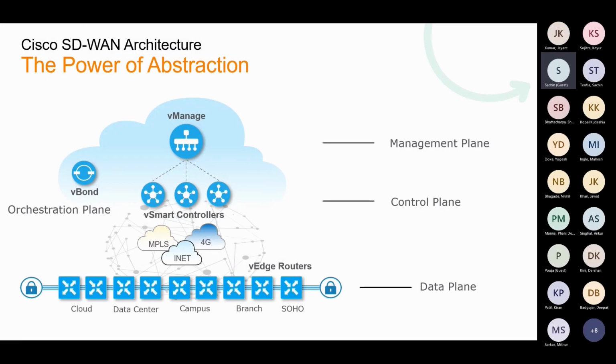So now we will discuss this SD-WAN architecture. We have discussed previously the management plane, control plane, and data plane. In a legacy network, those are normally kept as part of a single router, but here we are distributing them. So vManage is the management plane, vSmart is the control plane, and vBond is the orchestration plane.